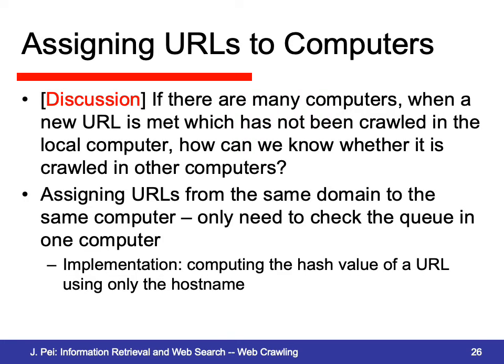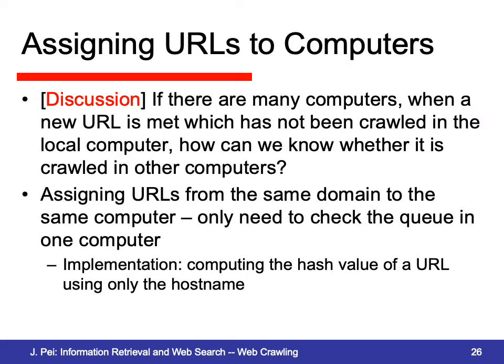In the task to assign URLs to computers, let's consider if there are many computers, when a new URL is met which has not been crawled in one local computer. How can we know whether it is crawled in other computers?